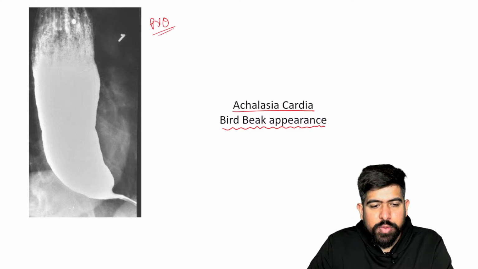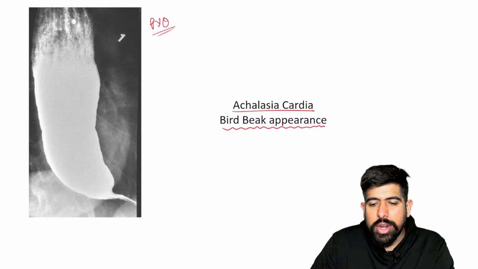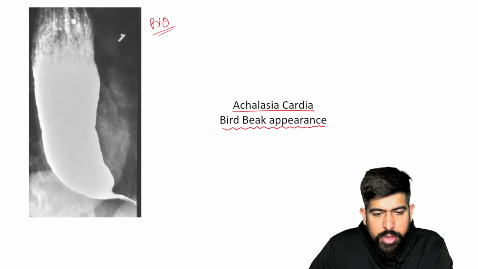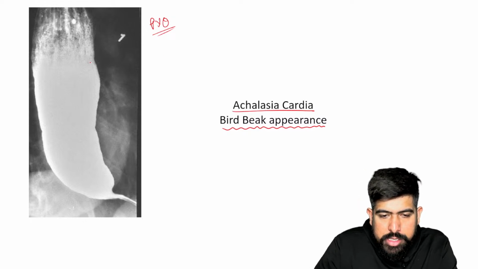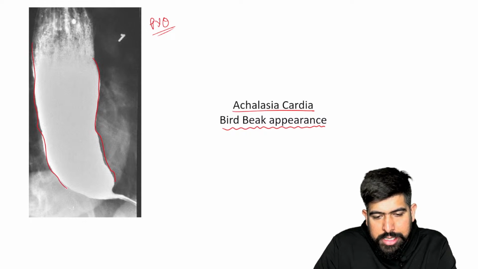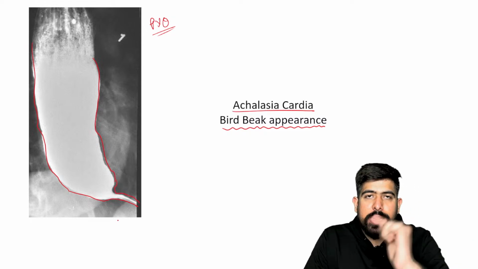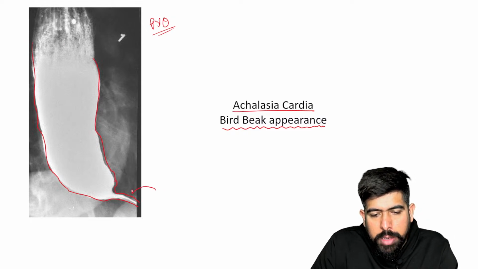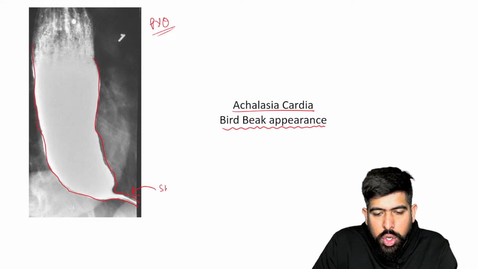In the bird beak appearance, what you are seeing is also the case of a barium swallow. You can see here the esophagus is dilated, and the barium is accumulated there. There is a narrowing of the esophagus. Can you see? This is the narrowing, and it seems like there is a bird beak. Please remember, this has a very short narrowing.